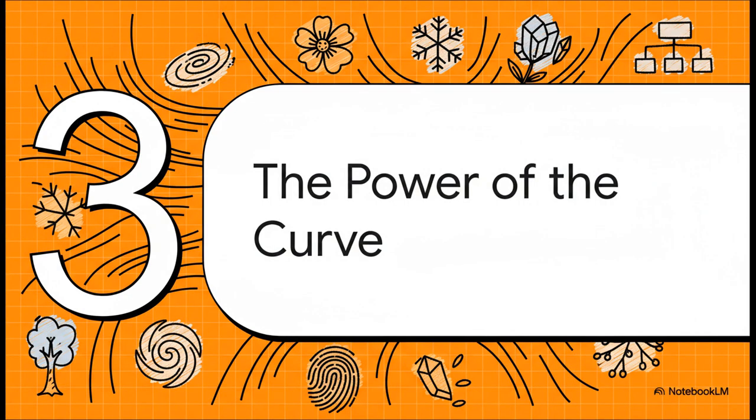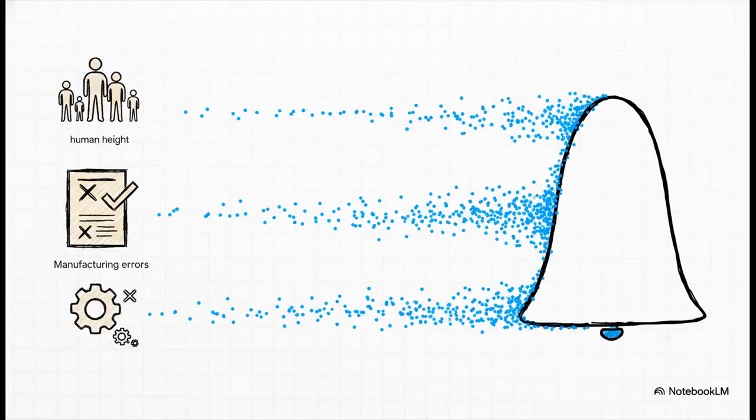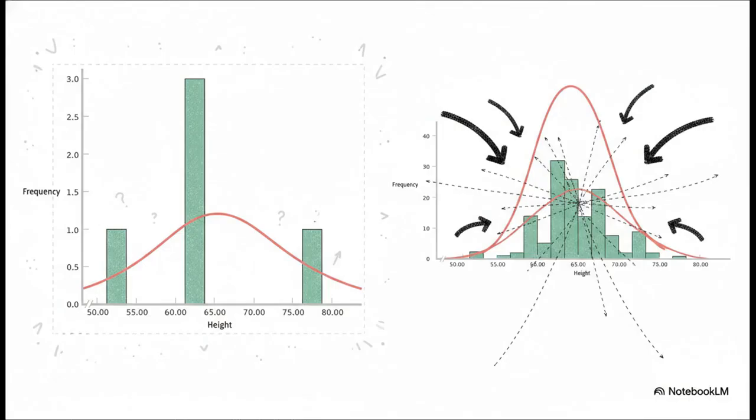Okay, but this is where it gets really cool. A Z-score isn't just a handy calculation. It unlocks our ability to see a predictable, natural pattern that shows up almost everywhere, something we can see in the power of the curve. What's so fascinating is that when you start measuring things out in the real world, things like human height, or blood pressure, or scores on a test, a really amazing pattern starts to emerge as long as you collect enough data. You can see it happening right here.